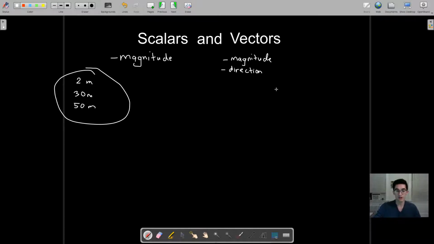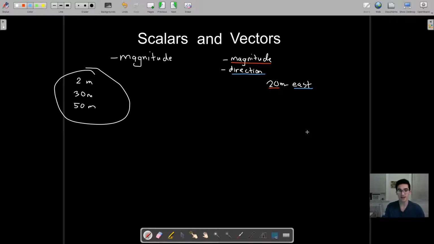So an example of a vector would be 20 meters east, okay? So we have our magnitude here. We have our magnitude, which is our number, which is 20. Then we have our unit, which we're always going to have. And then we have our direction, which is east, okay?